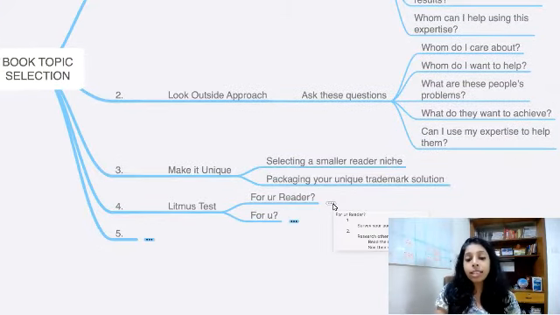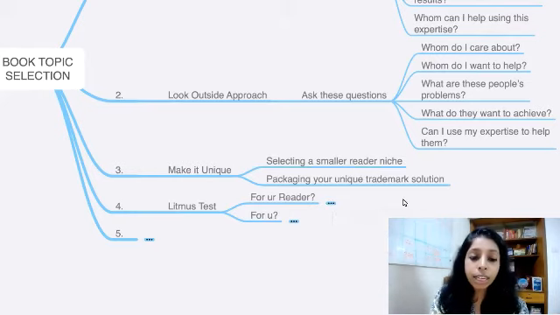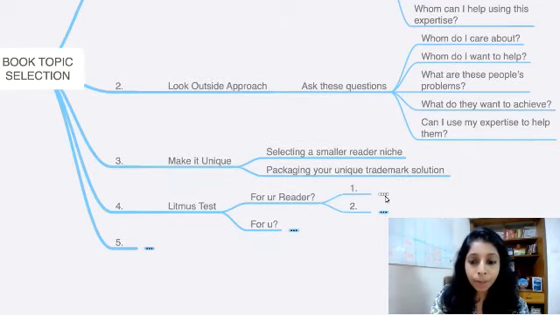Now you need to ask, there are two kinds of questions again, inside and outside. Will this book work for your reader? That means, will enough number of people buy your book? So there are a couple of ways of doing this.